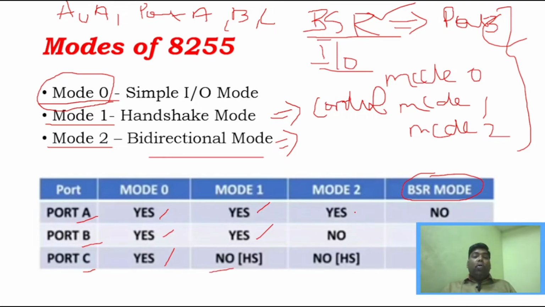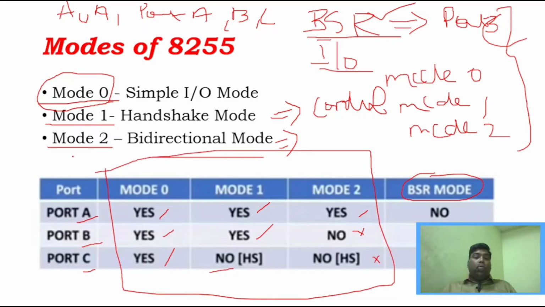And similarly, mode 2 will be supported only by port A. It will not be supported by port B and port C, right? And all these are IO mode, input output mode, and this is BSR mode. BSR mode is supported only by port C. It is only supported by port C.